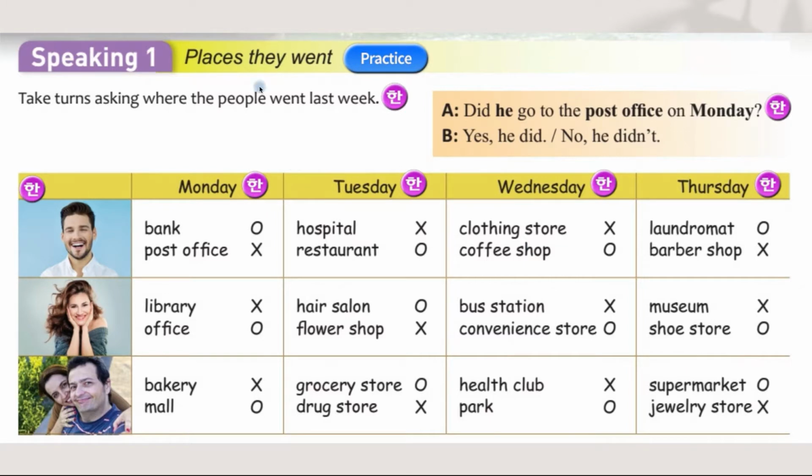So here, as you can see, places they went. You can see here, went. So we're using the past tense of go. Did he go to the post office on Monday? So we're talking about him. Did he go to the post office on Monday? And so here we've got post office, so we're like, no, he didn't.